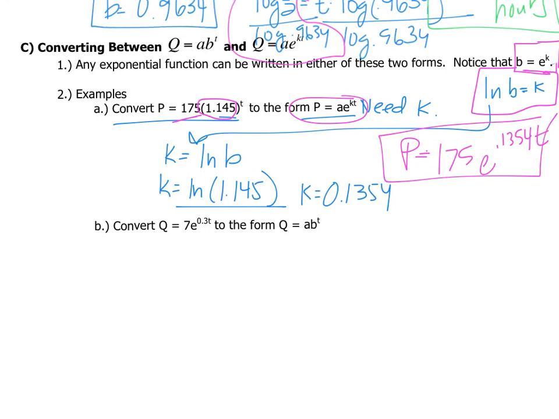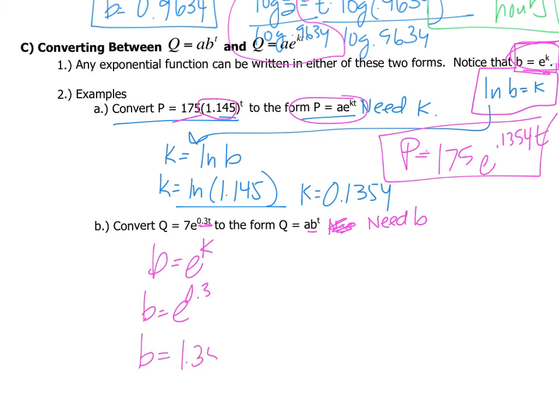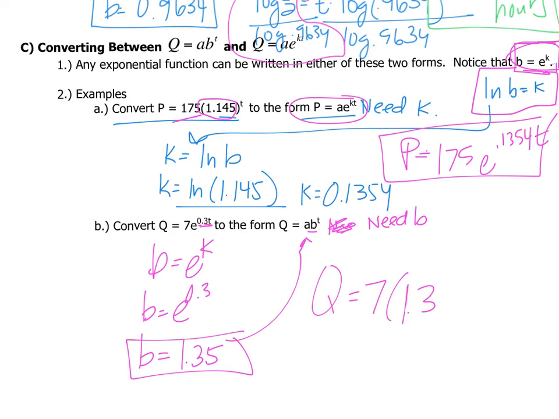On the next example, we're going the other direction. What we need here is our growth factor, b. So we're going to use the fact that b is equal to e to the k, where k in this example is 0.3. So if I take e to the 0.3, that will give me my growth factor, which is about 1.35. Taking that, substituting it in that function, using 7 again as my value of a, q equals 7 times 1.35 to the t.